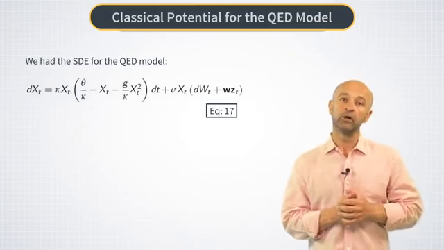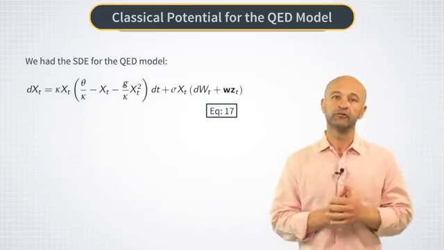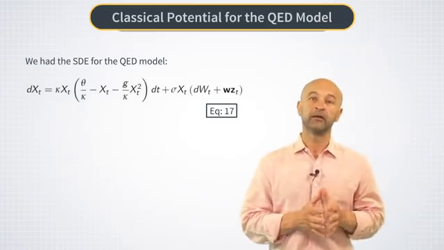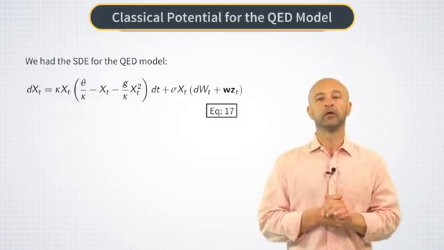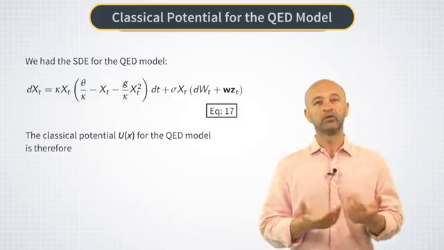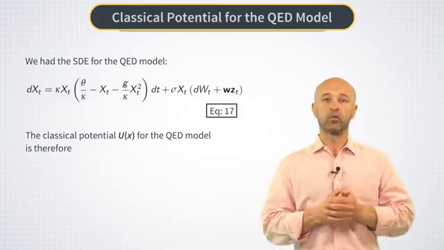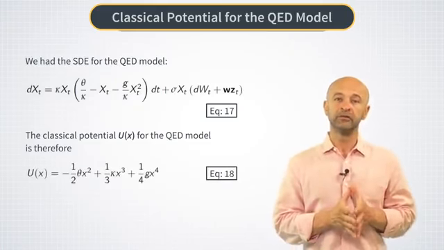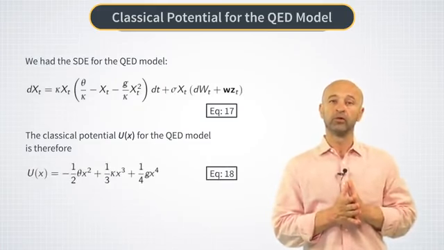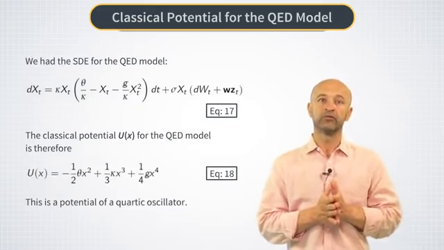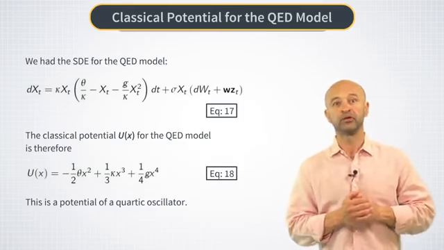Now, if we recall our discussion of the Langevin equation, we can look at the drift term in this equation and identify it with the minus the derivative of the potential. Therefore, we directly read off the drift potential u of x that corresponds to our model. It's given here in equation 18, and it has the form of a fourth degree polynomial in x. And this is a potential function of a quartic oscillator because of the fourth power.